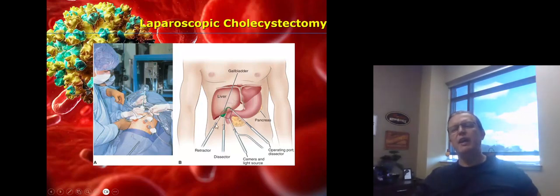Now, depending on the size, if it's large and they're having trouble, then what they may end up having to do is break it up into pieces. And then if that's the case, they're going to do a washing here. Now, definitely want to do a good ligation before removal, because we'd like to not empty all of this gallbladder fluid, this bile, into the peritoneal cavity.